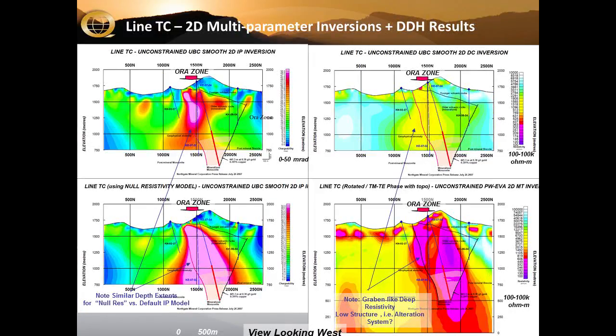This is line TC. This is sort of an orthogonal line to TA and TB, and it really connects the two other lines, and across the Aura zone. The Aura zone is at the intersection, or near the intersection, of TB and TC. And you can see in this case, line TC is crossing that Aura zone in its entirety and maps it quite well. And it shows the extension of that zone to depth.